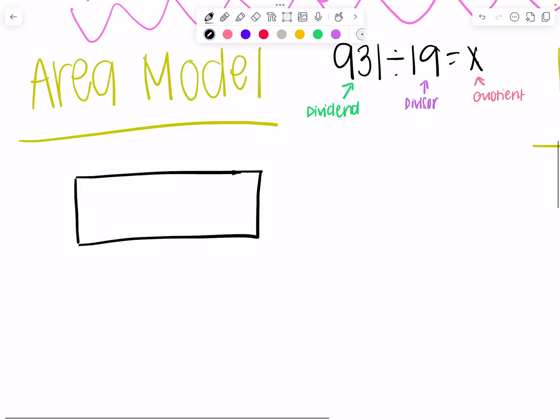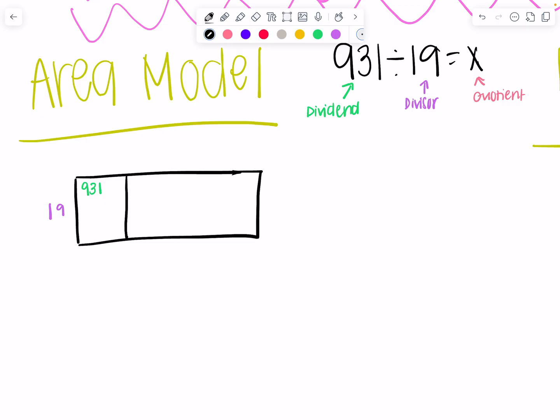Okay, so I'm going to set it up. I'm going to have my 931 here to start. I'm going to have my 19 on the outside because that's what I'm dividing. And then I'm going to start coming up with some partial quotients. And then at the end, I will add them to get the quotient.